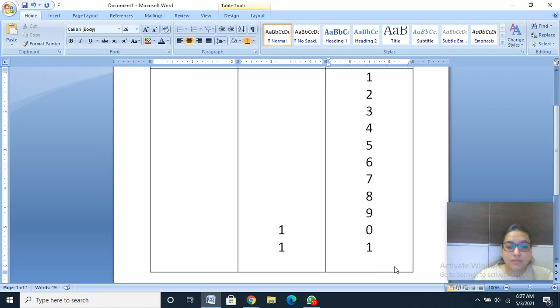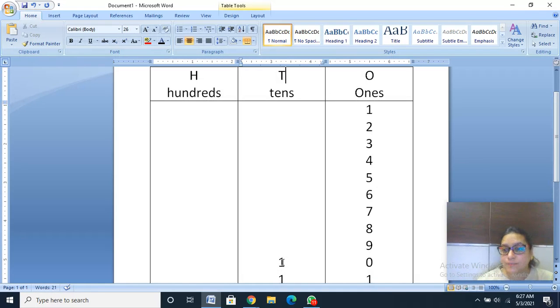If I'm talking about 65, now the face value of this 5 is 5, but the place value is tens. Where I'm placing it, whether in hundreds, in tens, or in ones, matters. I can place 5 in hundreds also. I can place 5 in tens also. I can place 5 in ones also. The face is the same, that is 5, but its value is getting changed.